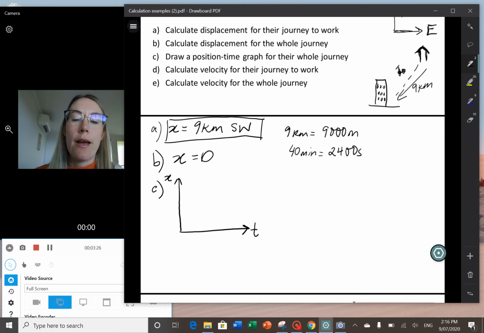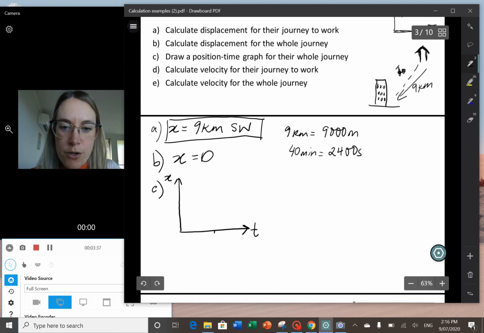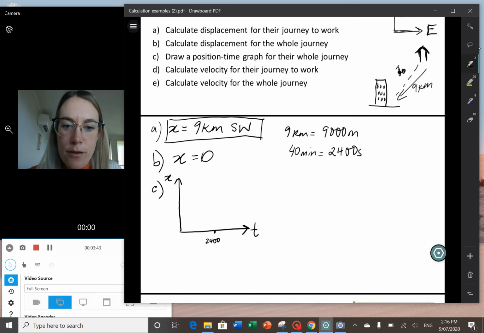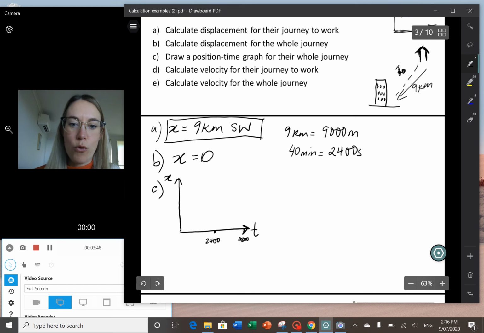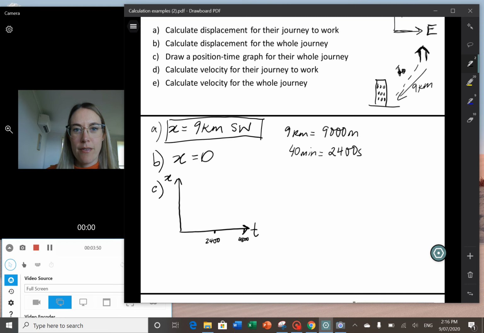So if we have a look at our x-axis first, it takes the person 2,400 seconds to get to work, and then they turn around and they come back. So halfway through their journey, at 2,400 seconds, they turn around and come back. So the total journey is going to take 4,800 seconds.